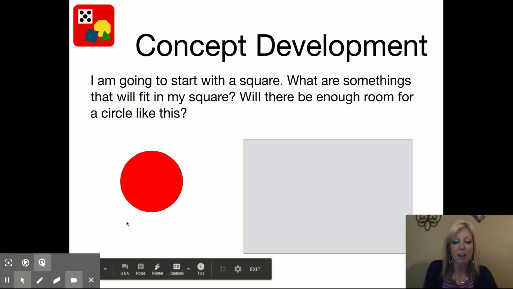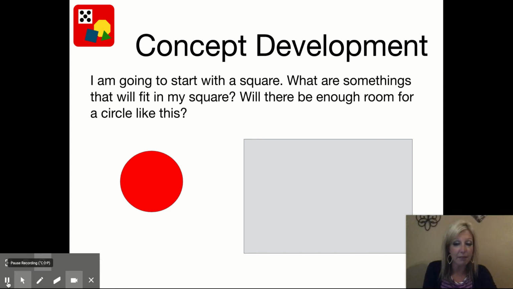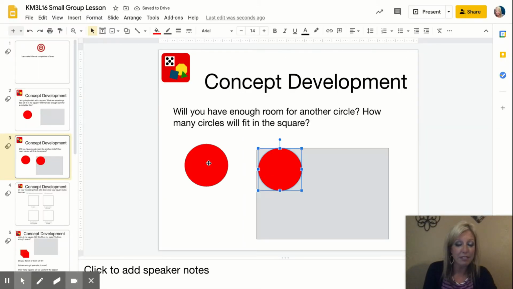So let's try out that circle. Let's see if it fits inside the square. We have at least one circle in the square. How many circles do you think can fit in the square? Pause the video and discuss that with someone at your home.